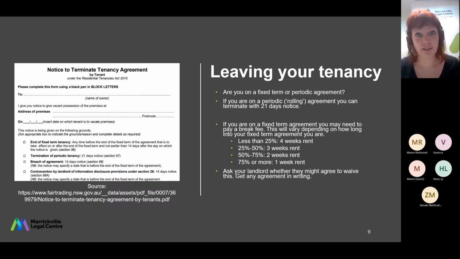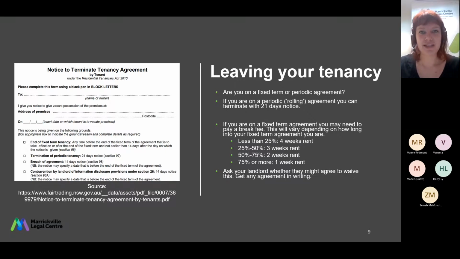You may need to pay a break fee. The amount of the break fee does depend on how long you've been in the premise, but will usually be, I guess, incremental depending on the quarter that you'll be leaving in. So that could be anywhere from 4 weeks rent to 1 week rent. Can't be more than that.